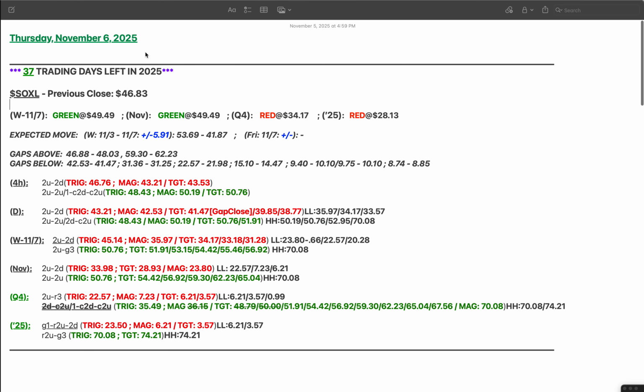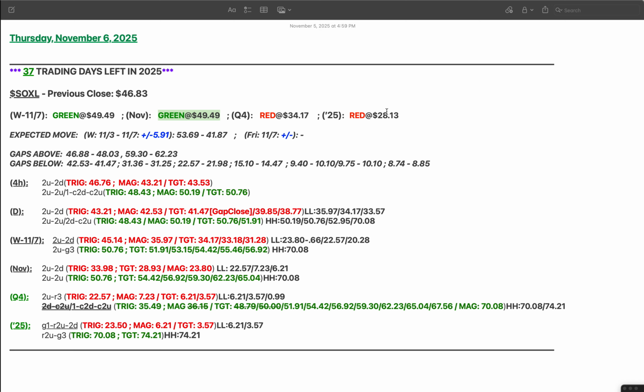Speaking of those triggers and targets, let's just look at the hard numbers here. For Thursday, November 6th, there will be 37 trading days left in 2025. The close for Wednesday, November 5th was 46.83. And we know that to flip the week green and the month green, we need to get to 49.49.